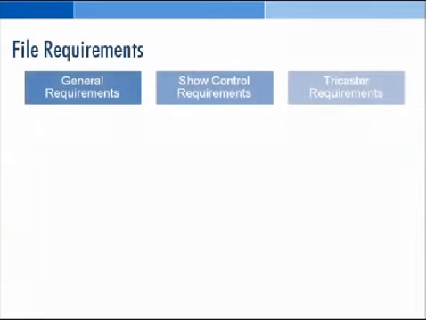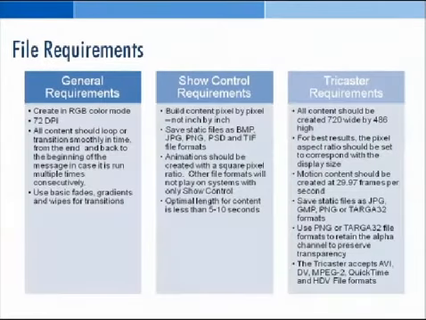Along with file formats that are specific to your Daktronics system, there are some file requirements that need to be followed as well. Some general requirements, here on this left column, is to make sure you create graphics in RGB color mode with 72 pixels per inch. Your animated content should loop or transition smoothly in time, from the end and then back to the beginning of the message in case it runs multiple times consecutively before being changed to something else. Use basic fades, gradients, and wipes for transitions.